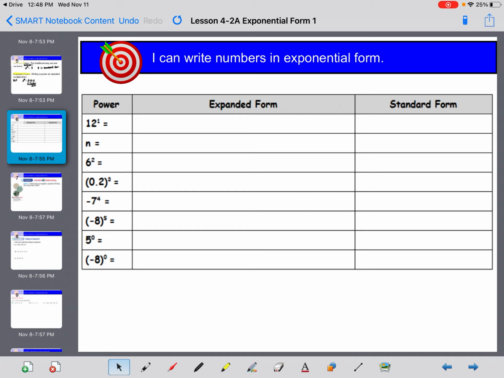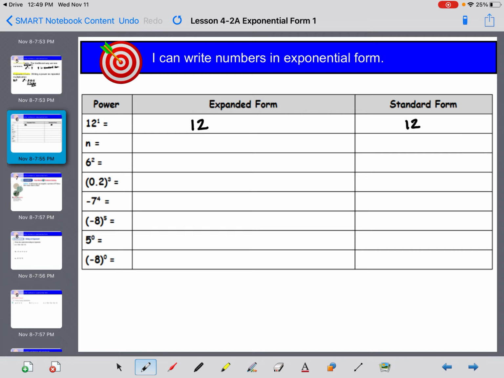So the first one is read 12 to the first power. In expanded form, that is 12. It's not multiplied by anything, just 12. So the expanded form and the standard form are actually exactly the same. I want you to take note that 12 and 12 to the first have the same meaning.